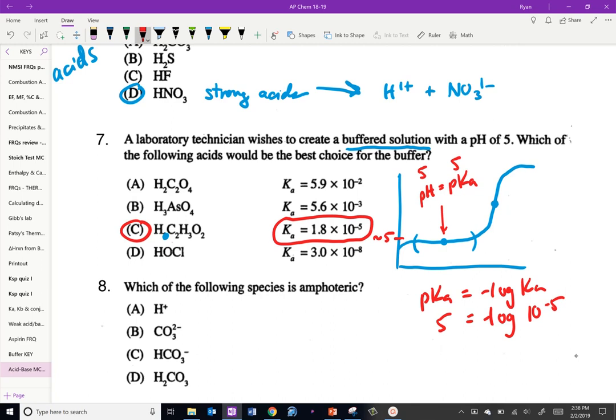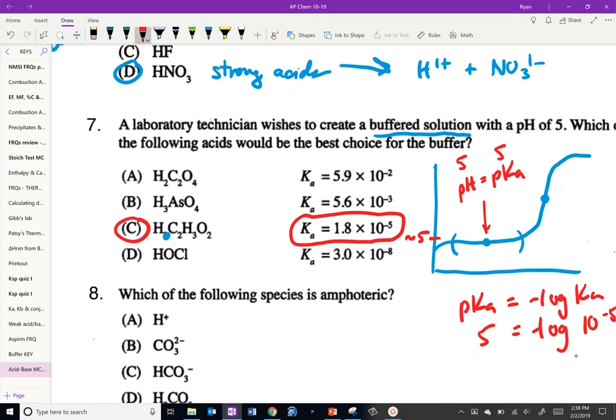Now 1.8 times 10 to the negative 5 won't give me a pKa of exactly 5. It'll be just a little bit below 5. It'll be 4.6, something like that. But it'll be the closest one of the bunch. So in our 4 choices, just as a sidebar, the pH of the buffers for each of these would be somewhere in the range of about 1 to 2. This one would give us a pH as a buffer in the neighborhood of 2 to 3. This one would give us a pH as a buffer in the neighborhood of 7 to 8. And this one, the one that we chose, would give us a pH in the range of 4 to 5.